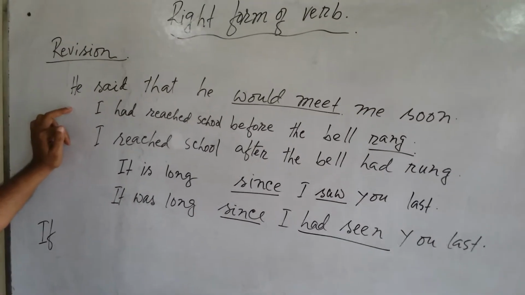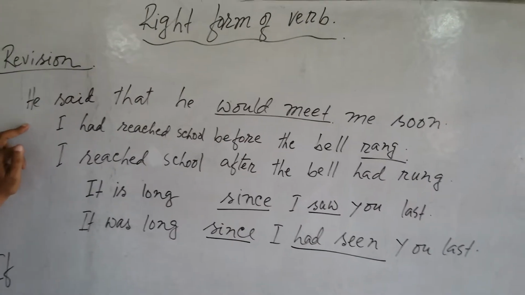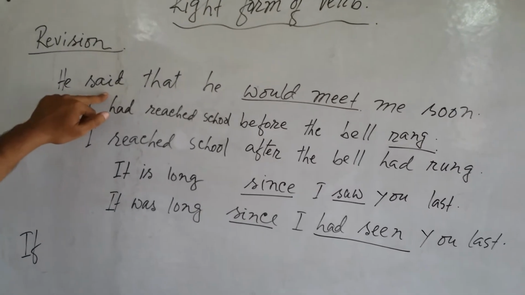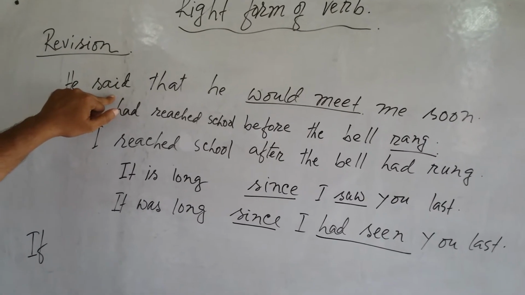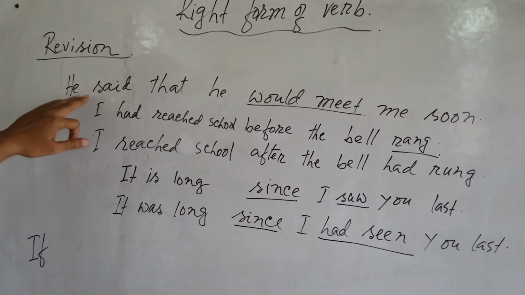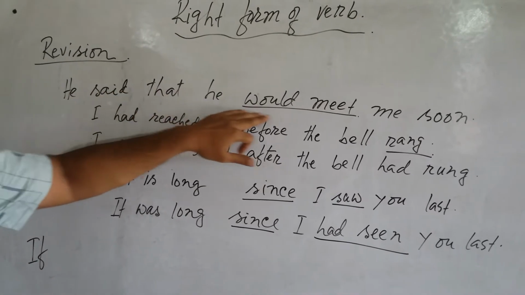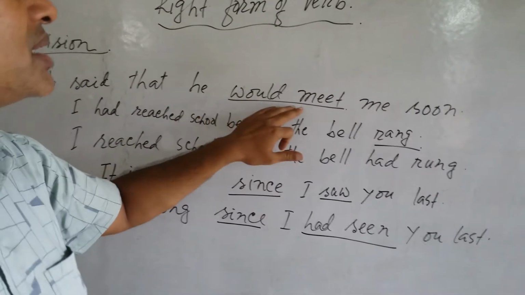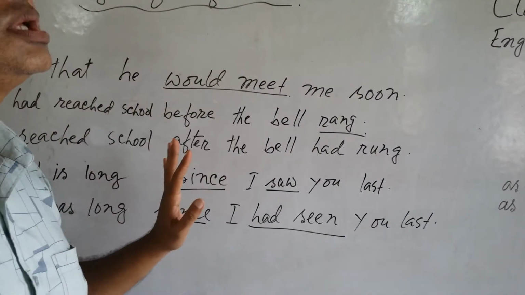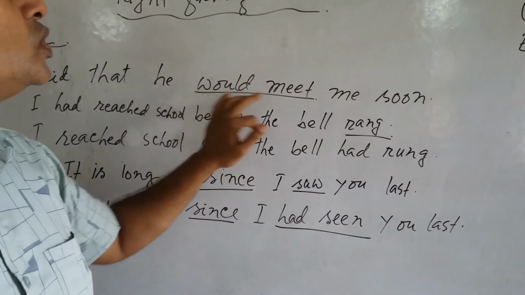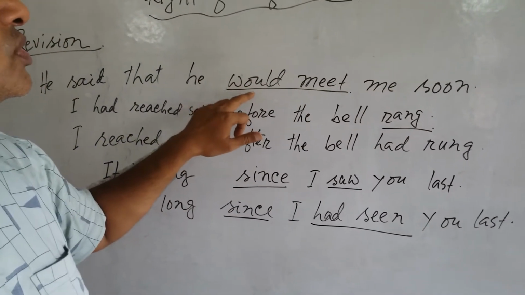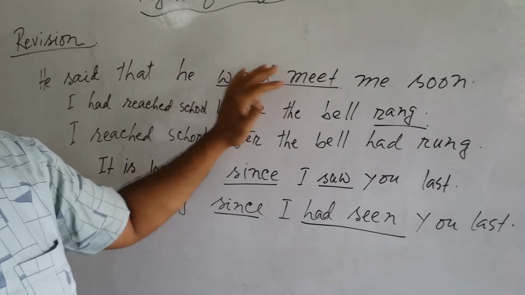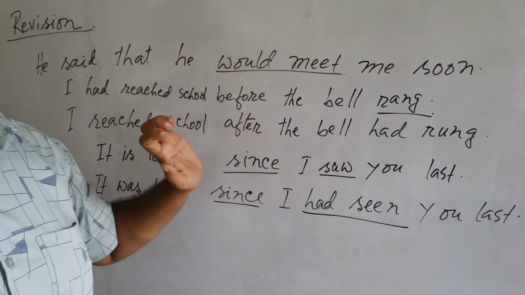If a sentence starts with past, for example, he said. Here, said is the past form of a verb. So, if a sentence starts with past, it will continue in the past form, though the remaining part is in future, but we have used future in the past. He would meet me soon. Here I have used would, the past form of will. So the remaining part will also be in a past form.